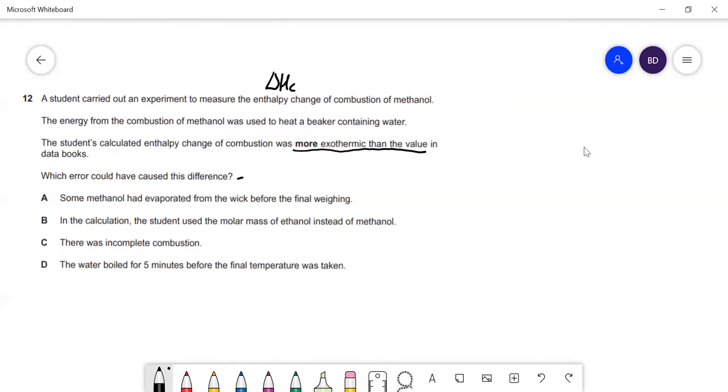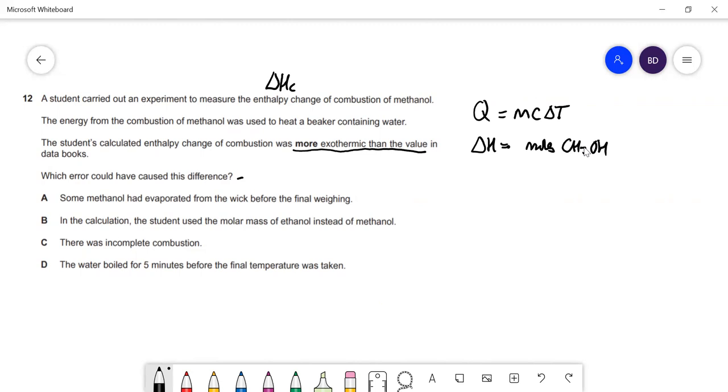Now, I think what we need to do here is write down the equation. So we know that Q is equal to M, that's the mass of water, c, the specific heat capacity of water, and delta T is the temperature change. And we know that delta H is equal to the number of moles of methanol.